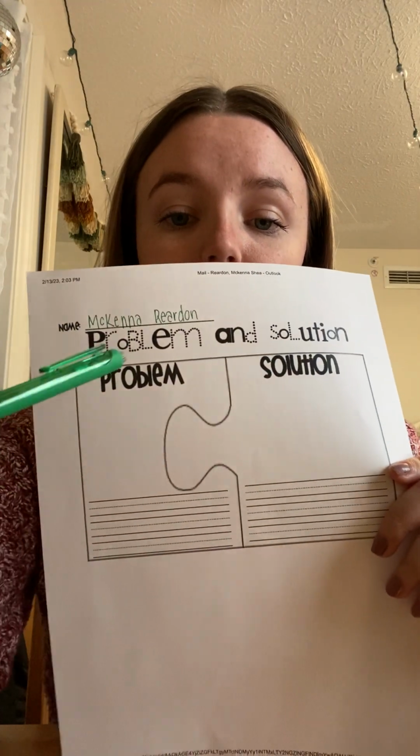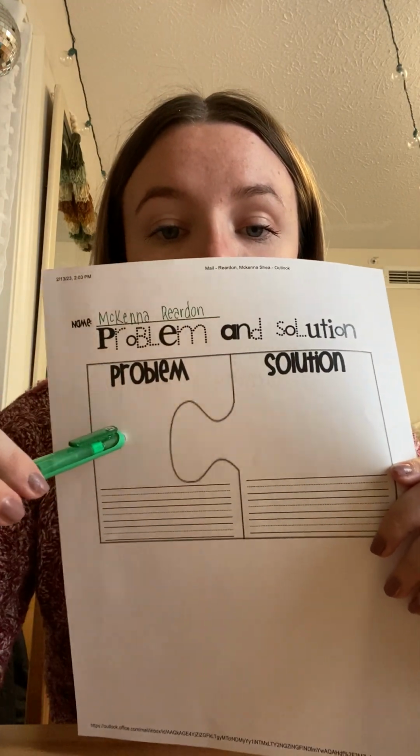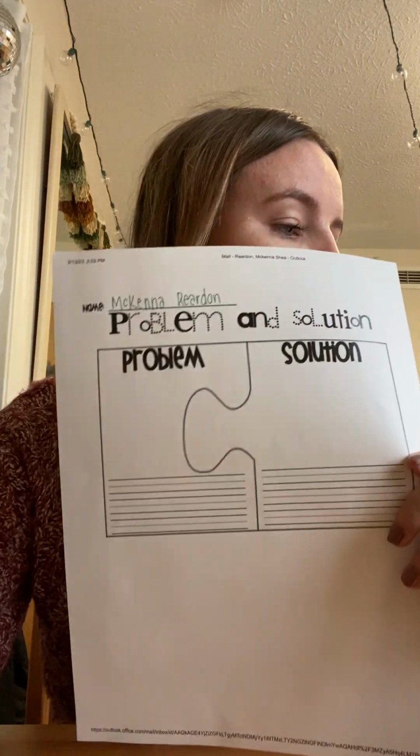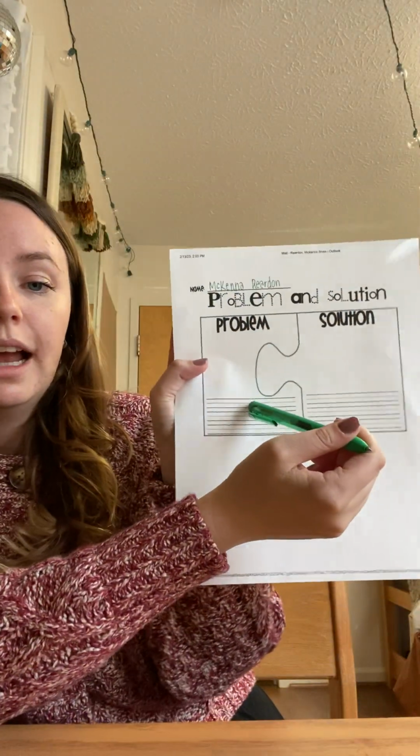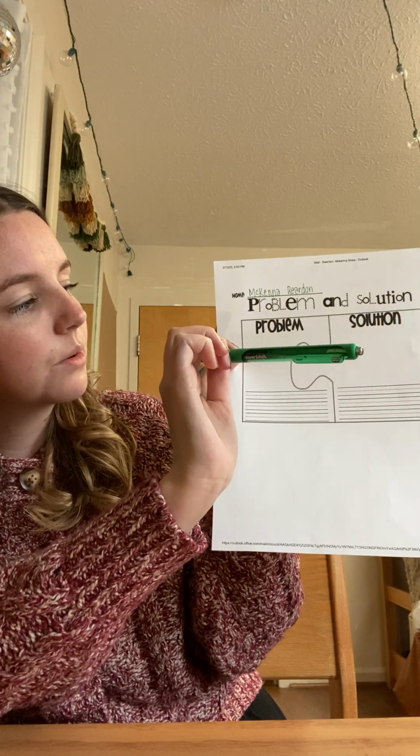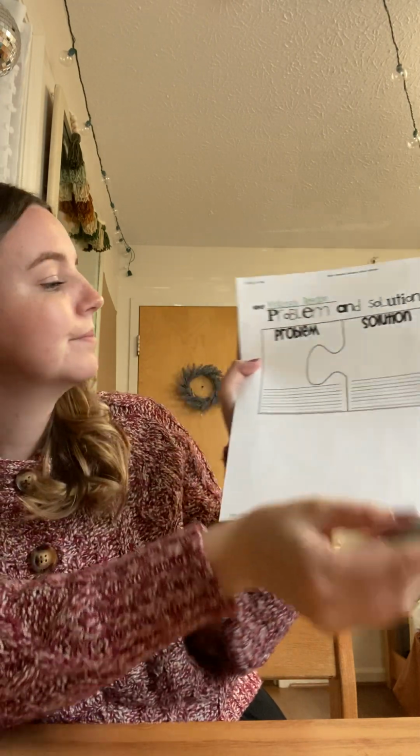So now, you can see right here, you guys should have been writing on this side some problems that you saw, and then some solutions. And then I want from each of you a complete sentence on both sides. So write a complete sentence for me on what the problem in the story was, and then another complete sentence for me on what the solution was. So yeah, thank you guys so much.